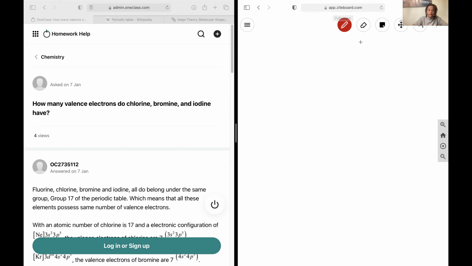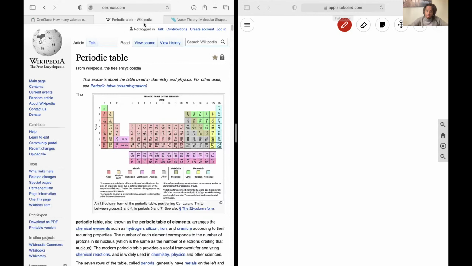Next up, I want to find out how many valence electrons chlorine, bromine, and iodine have. As mentioned, I can simply look at their groups in order to answer this question. And so I see fluorine, chlorine, and iodine are all in group 17 or group 7, depending on how you read the periodic table. And so if they're in group 7, I can expect 7 valence electrons.